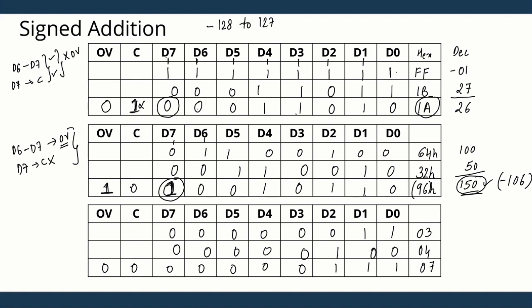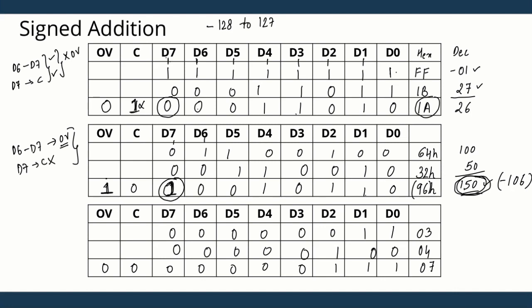In all the three cases, the first one is I am adding a negative number and a positive number, and if it does not overflow or it fits within our range of minus 128 to 127, we don't have a problem. But the problem comes in when the range is exceeded. So for 150, what you can see is that D7 gets set and what you get is a number which is negative. So instead of getting 150, what we get is minus 106.